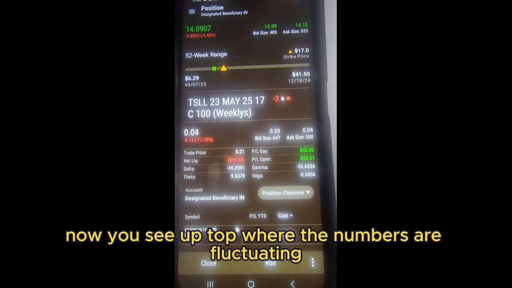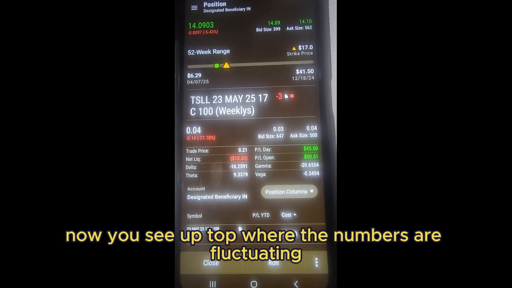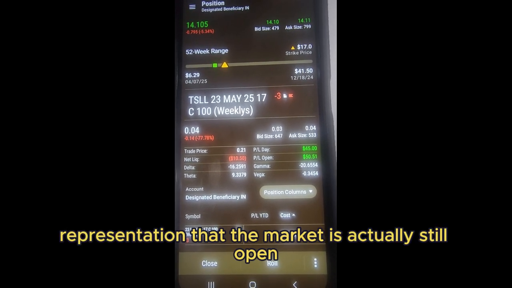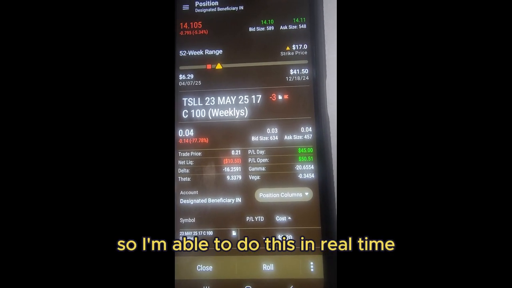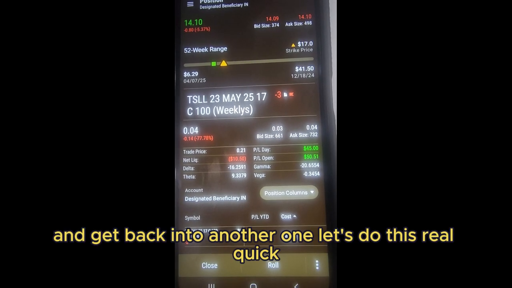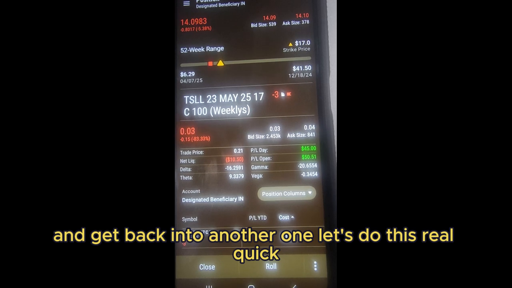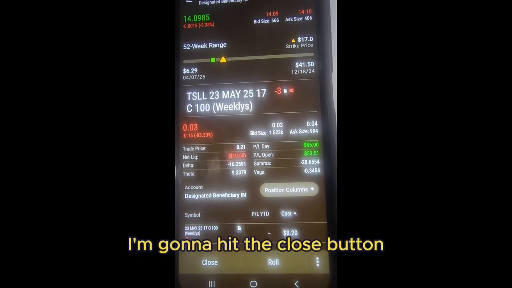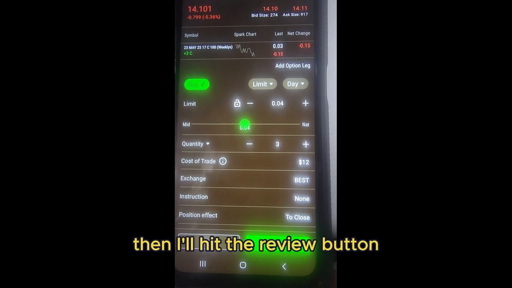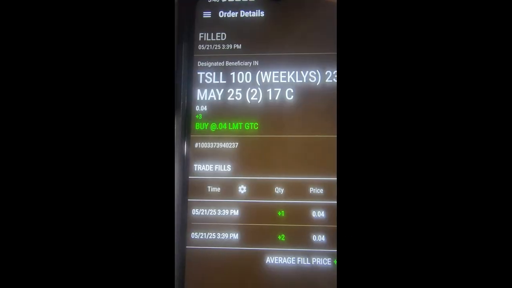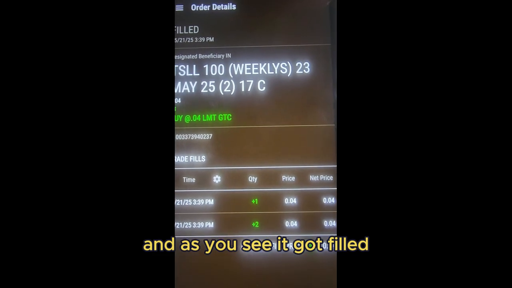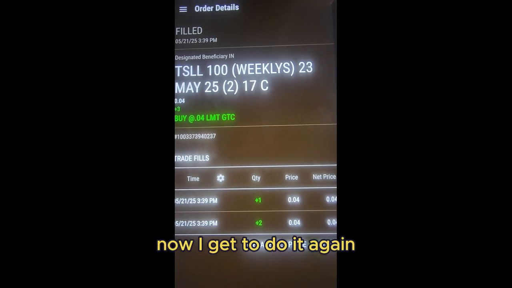Now you see up top where the numbers are fluctuating, that's a representation that the market is actually still open. So I'm able to do this in real time. Maybe I can close this out and get back into another one. Let's do this real quick. I'm going to hit the close button. Then I'll hit the review button. And as you see, it got filled. Now I get to do it again.